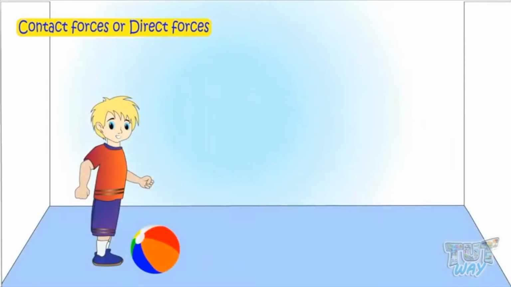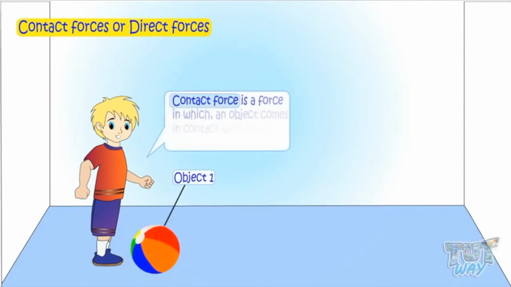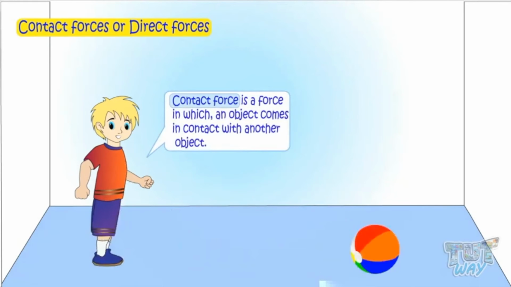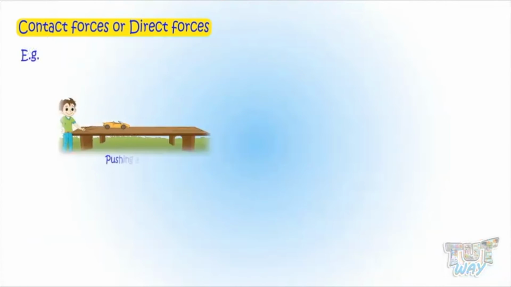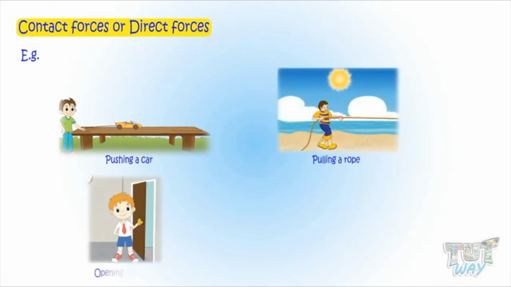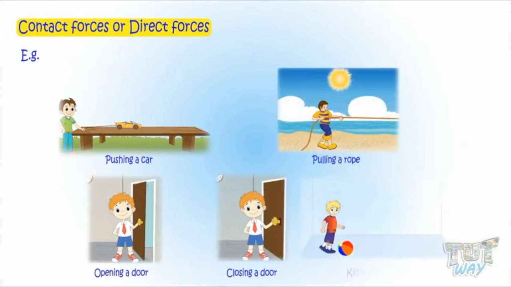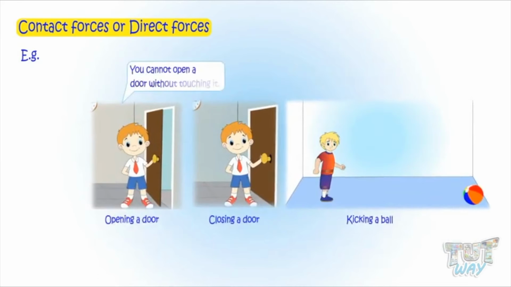Now let's see what our contact force is. Contact force is the force in which an object comes in contact with another object. They are also direct forces. Examples: pushing a car, pulling a rope, opening a door and closing a door, kicking a ball, running a bicycle. In all these examples, force is being applied and there is a contact between two objects. Only then the object moves. You are not opening the door without touching it. You are not kicking the ball without touching it.